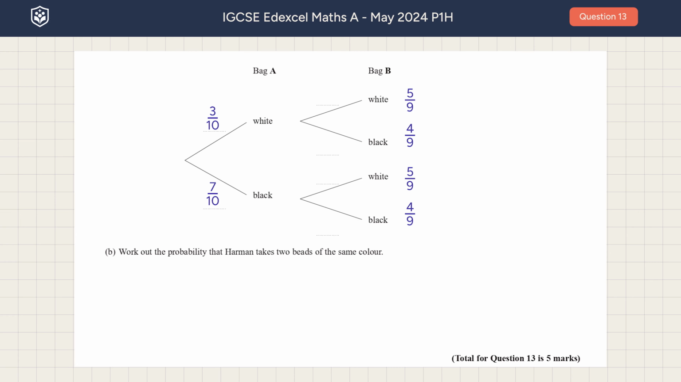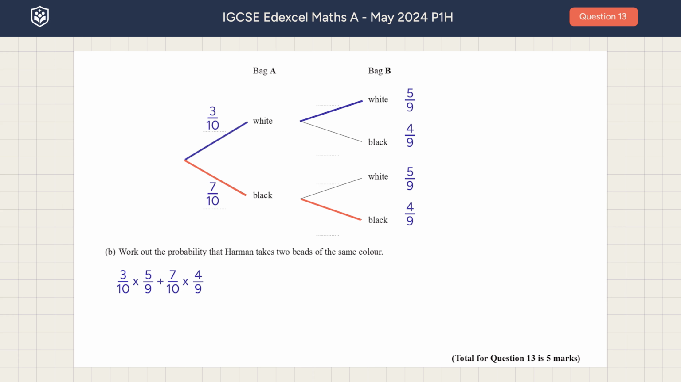Two beads of the same color can either be white and white or black and black. We can find each outcome by moving along the branches and multiplying the probabilities. So for white and white, we multiply 3 over 10 with 5 over 9. Then for black and black, we multiply 7 over 10 with 4 over 9. But we want to know the probability of all outcomes, so we add them together.